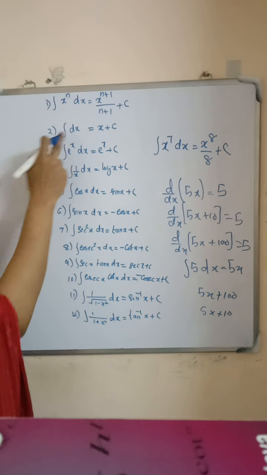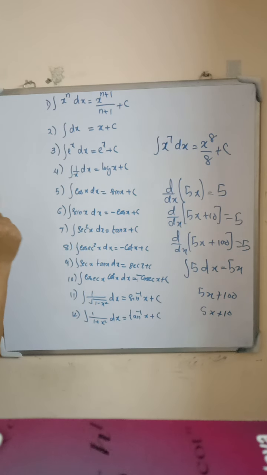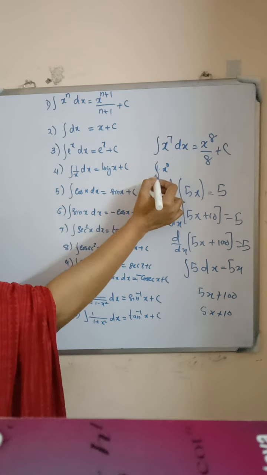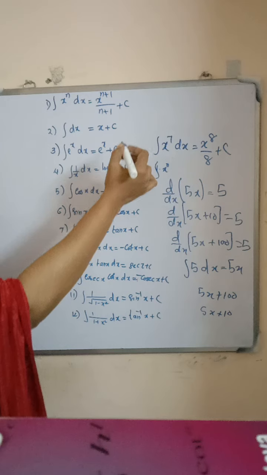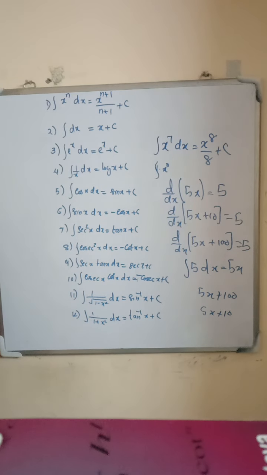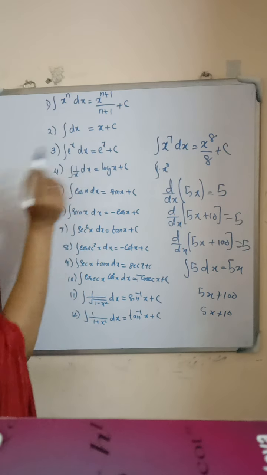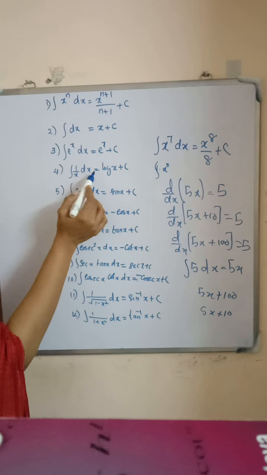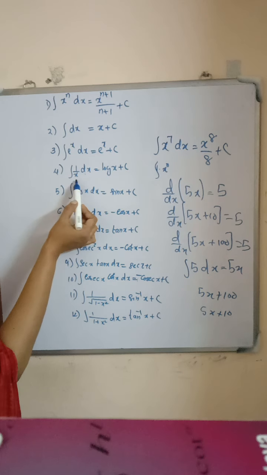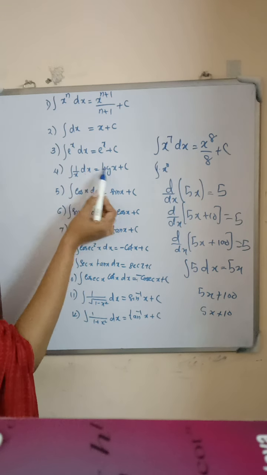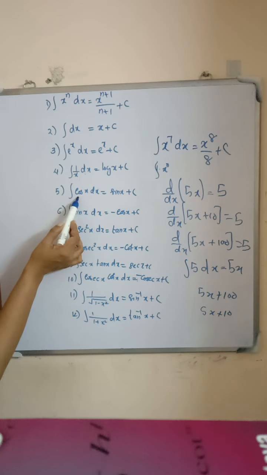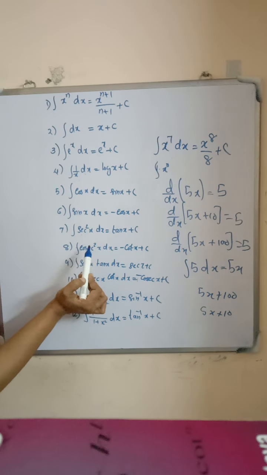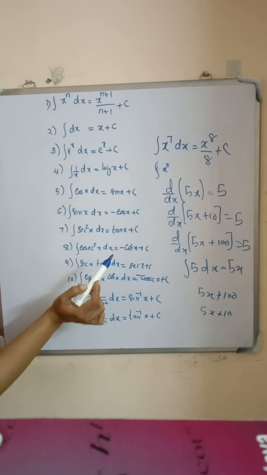What is integral 1 dx? Constant into dx. Constant means 1 into x raised to 0. So the integral of x raised to 0 is x raised to 1 by 1, that is x plus c. Integral of e raised to x is e raised to x itself. What is the integral of 1 by x? We know that the derivative of log x is 1 by x, so the integral of 1 by x is log x. Integral cos x is sin x and integral sin x is minus cos x. Integral sec square x is tan x and integral cosec square x is minus cot x.